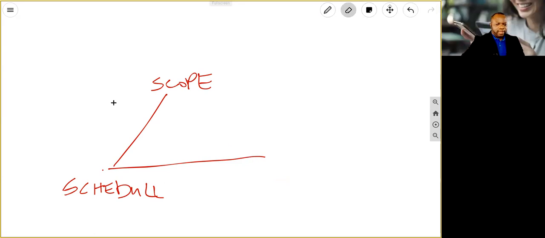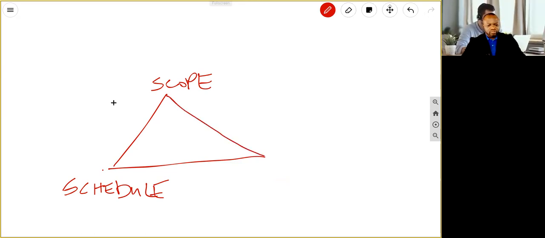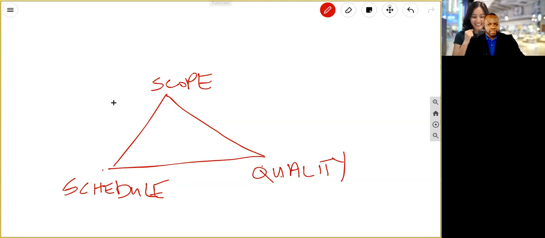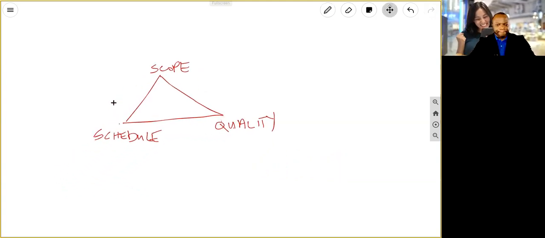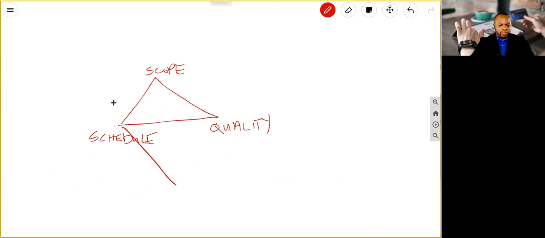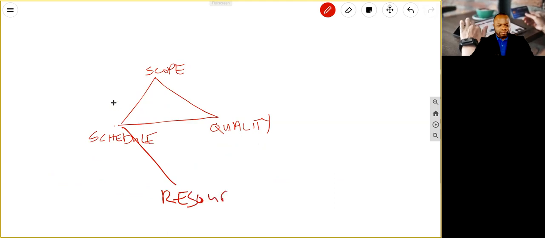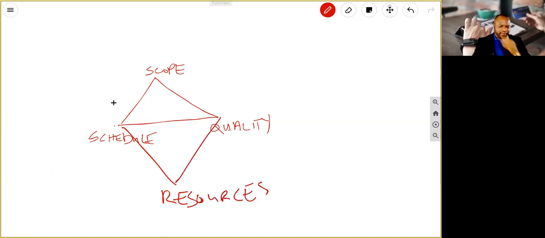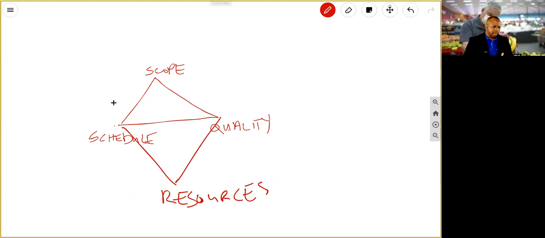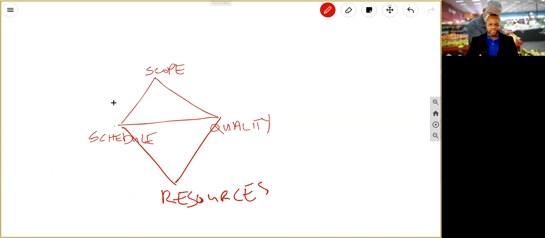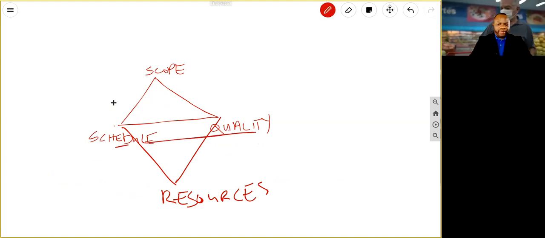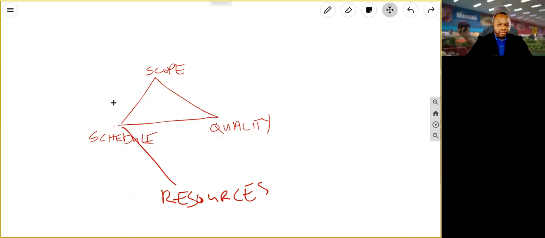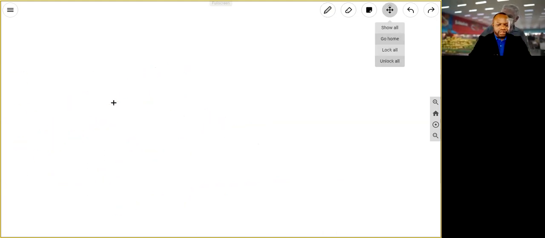And let's say you don't have cost. But what else do you have? You have quality. What else do you have? You have resources. Think about that for a second. So you have schedule, you have scope, you have quality, you have resources. Someone says, Phil, but what should I do with resources? If you have never really thought about the value of having resource information, I want you to think again.